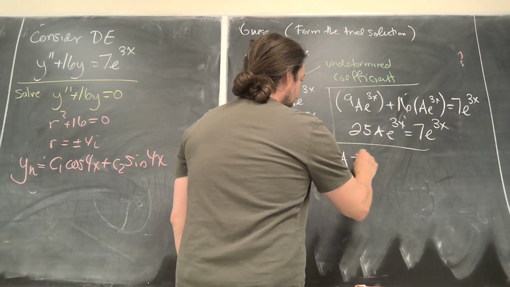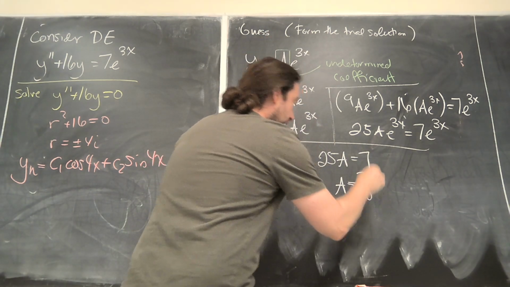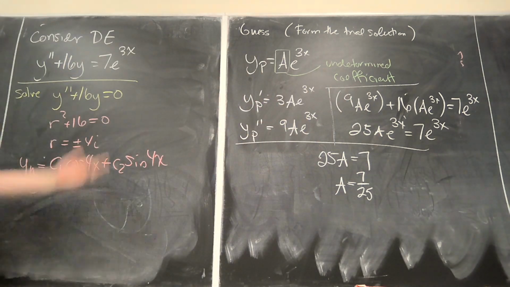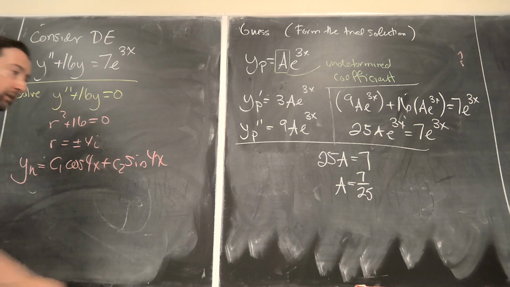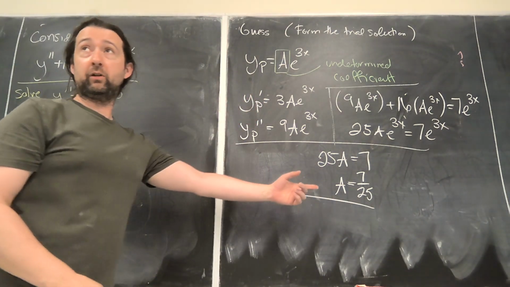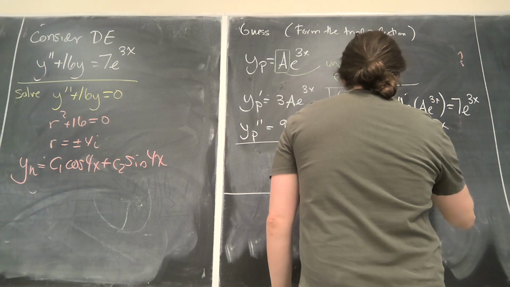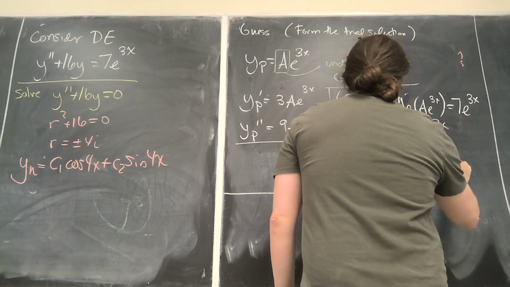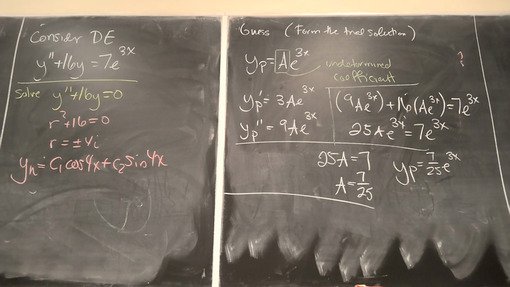So 25a is equal to 7, which means the original a that we guessed, if it had been 7 over 25, this equation would have been true. And so the conclusion is, now that we have determined the undetermined coefficient, therefore, the particular solution must be 7/25 e to the 3x. We found it. If it's an exam scenario, you can always check your answer by plugging that back into the left-hand side and making sure that it produces the right output.